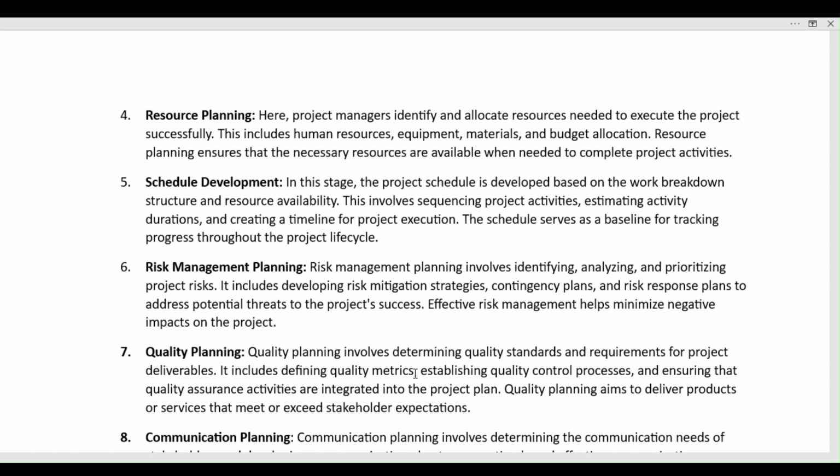Next one, the sixth one, is risk management planning. Risk management planning includes identifying, analyzing, and prioritizing project risks. It includes developing risk mitigation strategies, contingency plans, and risk response plans to address potential threats to the project's success. Effective risk management helps minimize negative impacts on the project.